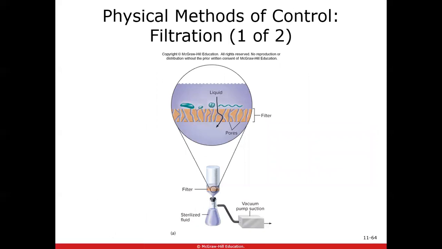Now another physical method of control is filtration. You have a filter that is so small that it doesn't let viruses or microorganisms through it, but it allows water to go through it. These pores are open to allow water to go through. It has a vacuum pump suction, so it sucks the fluid through, and now this is sterilized fluid.